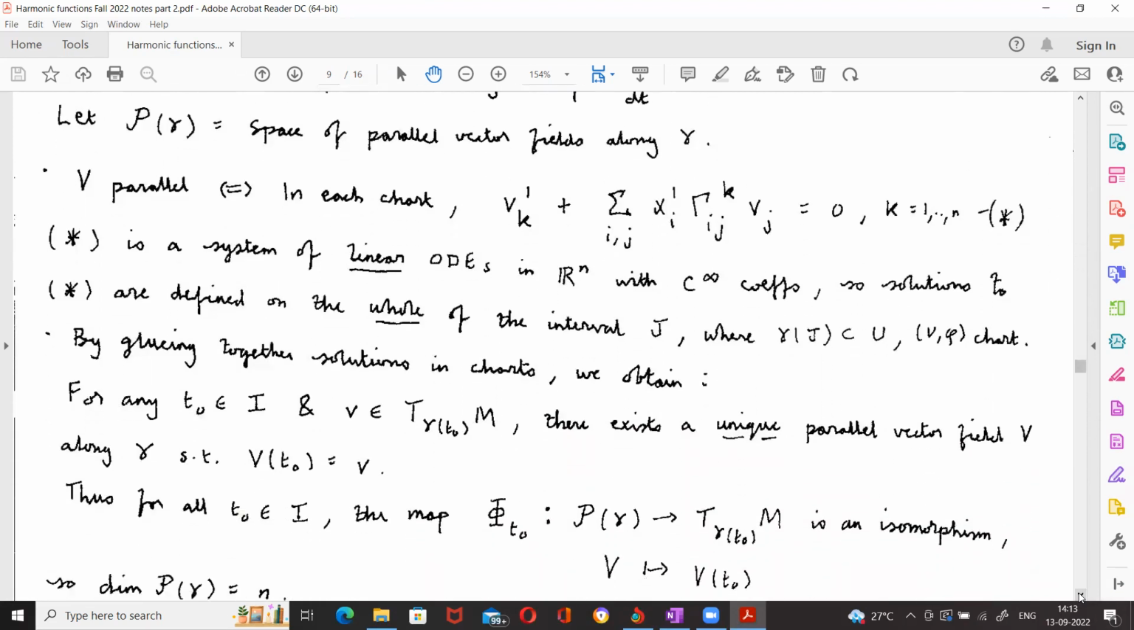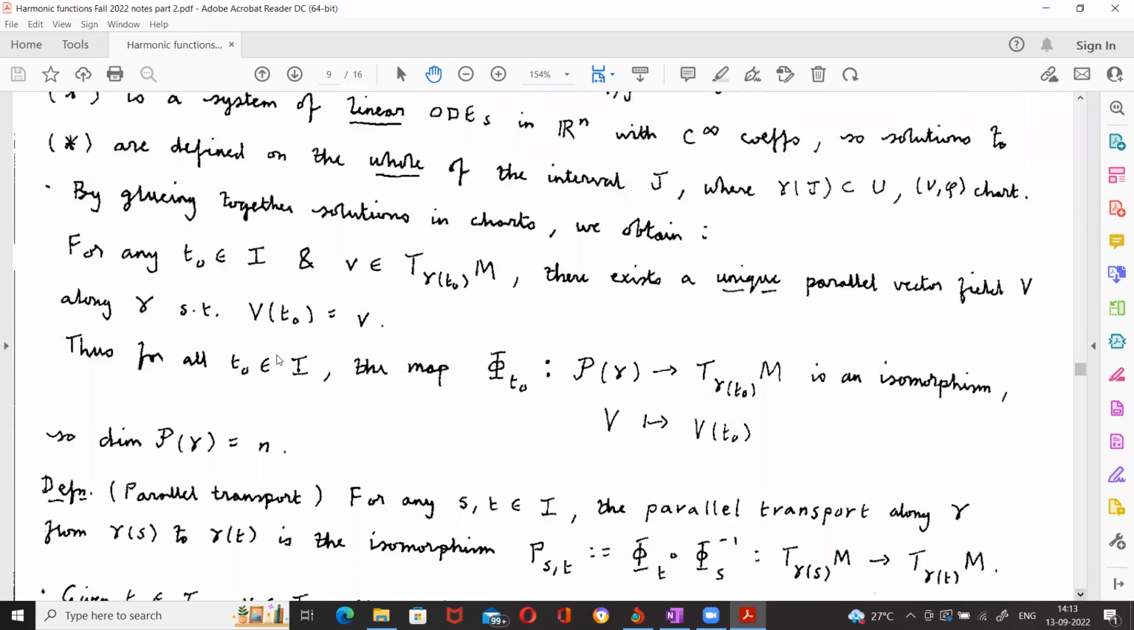Okay. So that means that for any point t naught in the interval of definition I of the curve, and for any tangent vector v at the point gamma(t naught), there exists a unique parallel vector field V along gamma such that V(t naught) is equal to v. Is this clear? Okay. So we have existence and uniqueness of a parallel vector field given an initial vector.